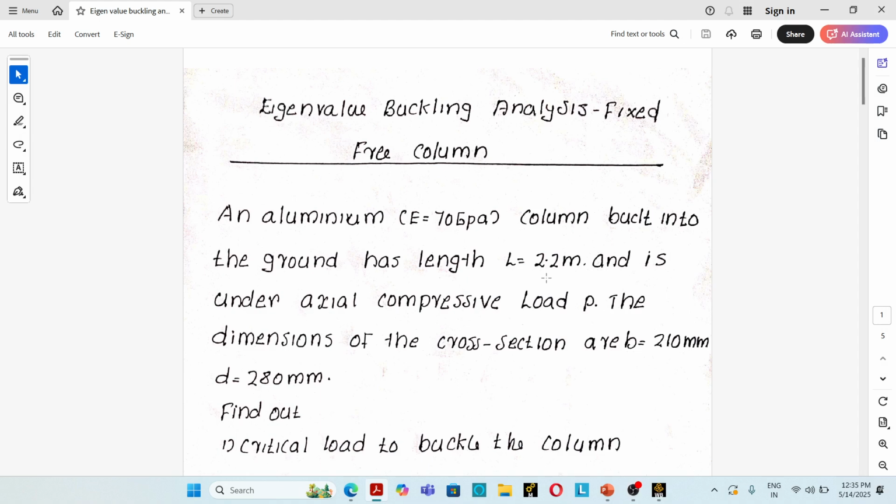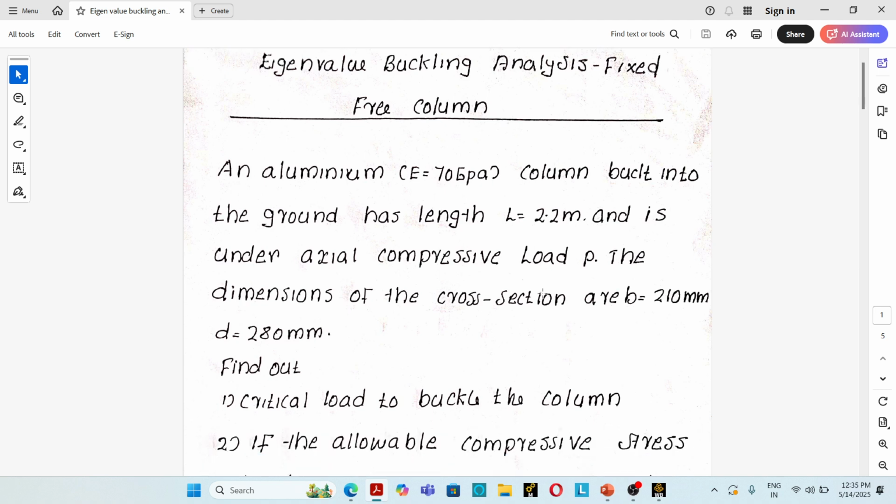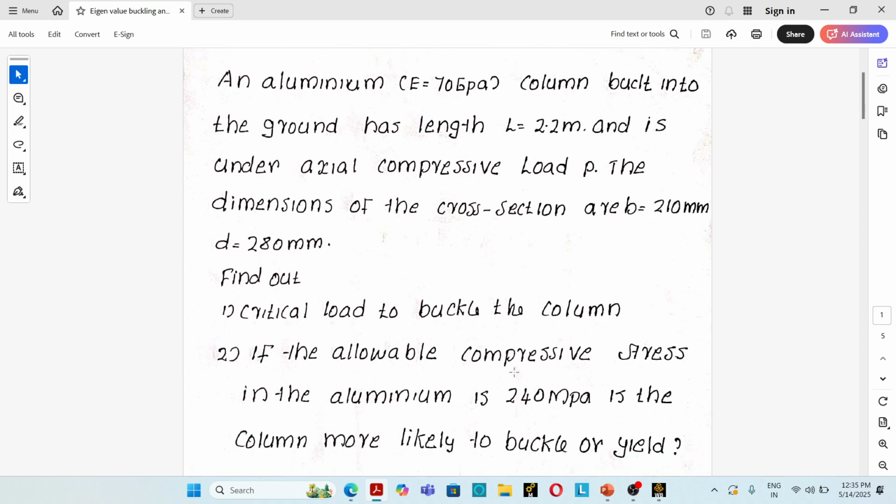In this video, I am going to explain eigenvalue buckling analysis of a fixed-free column. An aluminium column, which has a Young's modulus of 70 GPa, built into the ground, has a length of 2.2 meter and is under axial compressive load P. The dimensions of the cross section are B equal to 210 mm and D equal to 280 mm. Find out the critical load to buckle the column.